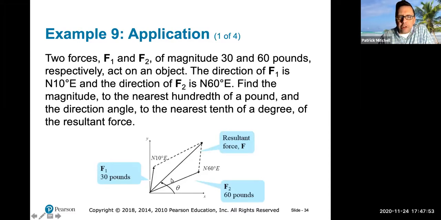And they've drawn you a picture of the two vectors and their resultant force. So here is F1 at a direction of north 10 degrees east, which means its direction angle is going to be, what is this angle right here? It would be 80 degrees, right? And here is F2 with a magnitude of 60 pounds and a bearing of north 60 degrees east, which makes its direction angle, what is this angle here? It would be 30 degrees, right?